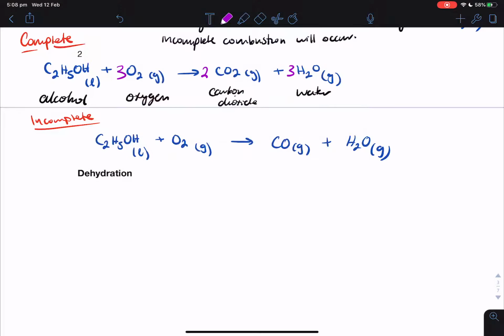Okay, now let's balance this equation. 2, 2, and 3. So as you can see, when we have a drop in the mole ratio of oxygen, we actually get incomplete combustion, and we're going to produce carbon monoxide. So here we have the alcohol. Here we have the oxygen gas, oxygen. Here we have carbon monoxide, water. Carbon monoxide is actually very, very toxic.